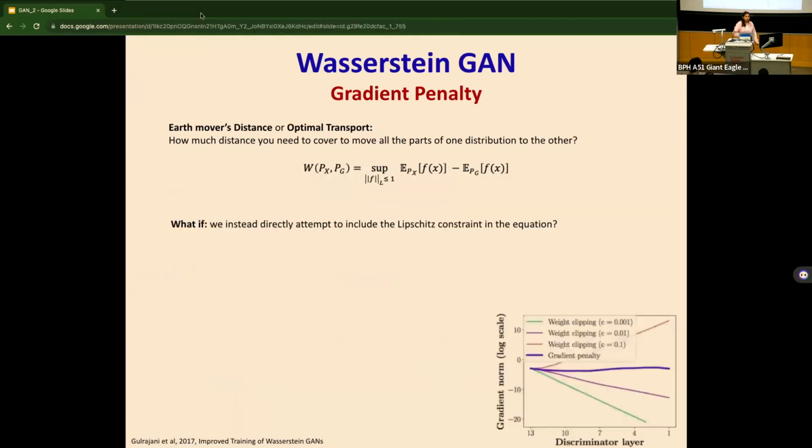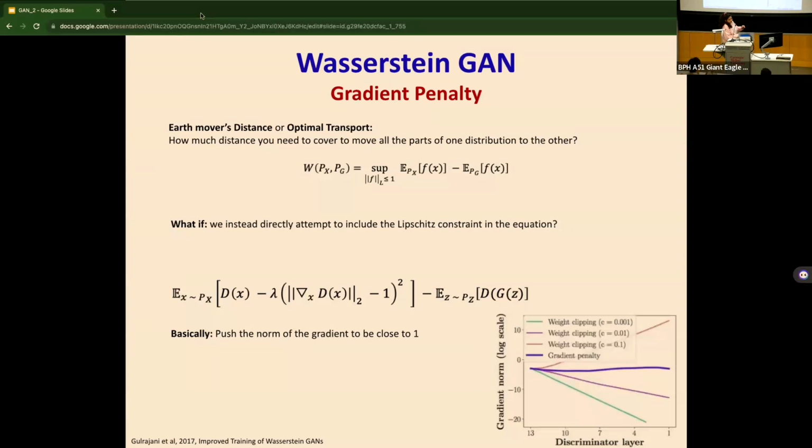So another way to do it is directly attempting to include this Lipschitz constraint in our loss. We can easily do that by adding a regularization parameter over here. What this does is push the weight of the discriminator to be as close to 1 as possible, in this expression over here. And this is what we were trying to achieve with Lipschitz also. So this will ensure that the slope will not be greater than 1.